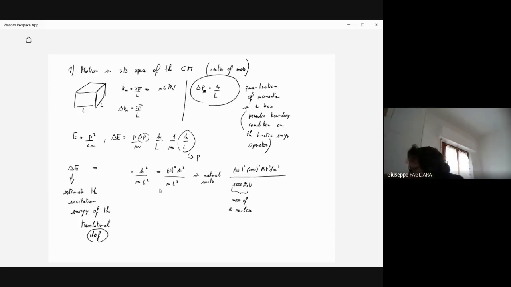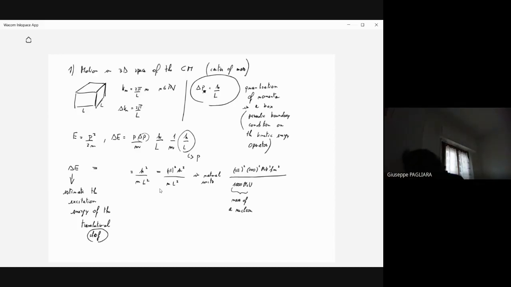And then what is L? L has a typical scale. Suppose that it is 1 centimeter, just to make the calculation, which is 10 to the 13 Fermi. And so instead of L, I will put 10 to the 13 Fermi, which will be squared.